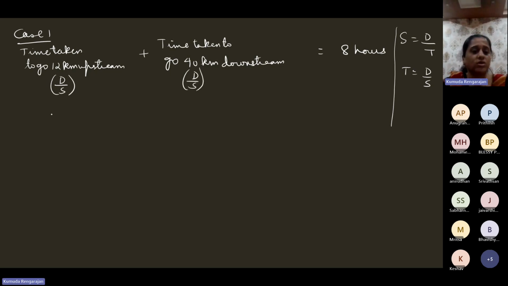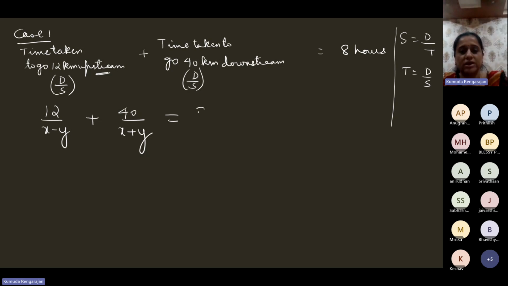So let's substitute. What's the distance? 12 kilometers. What's the speed upstream? x minus y. Plus. Why are we adding? Because 8 hours is the total time needed to go 12 kilometers and 40 kilometers, so we are adding the two times taken. So distance by speed, plus distance 40 kilometers by speed downstream x plus y, is equal to 8 hours. So this is the first equation.